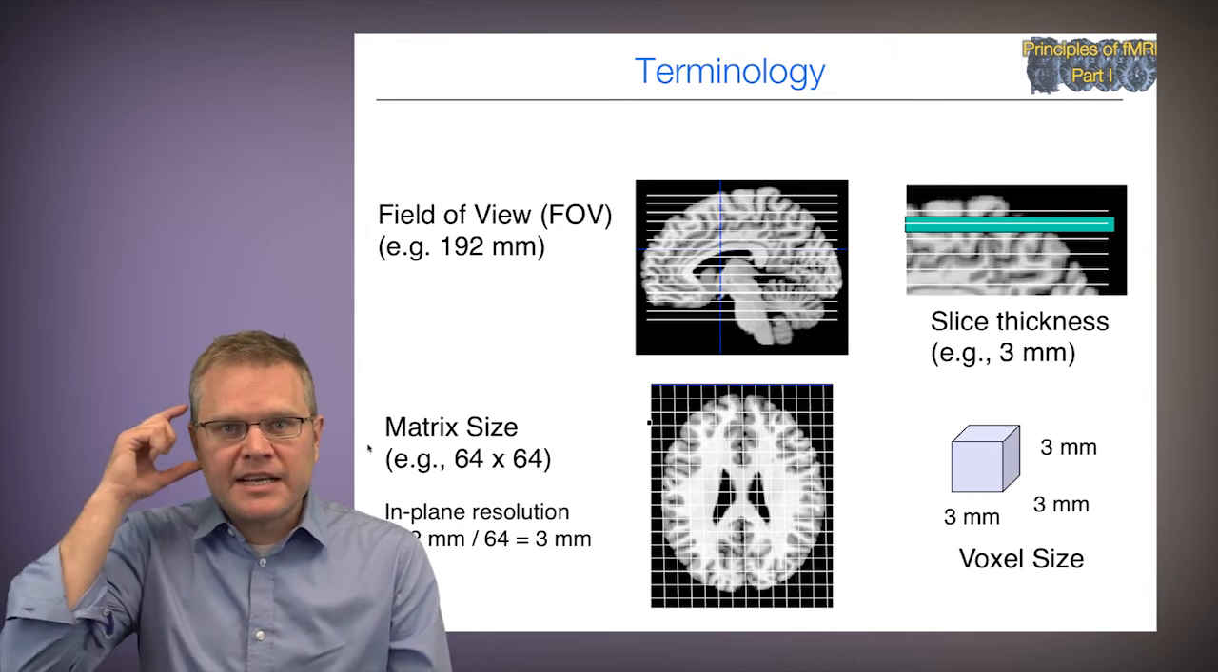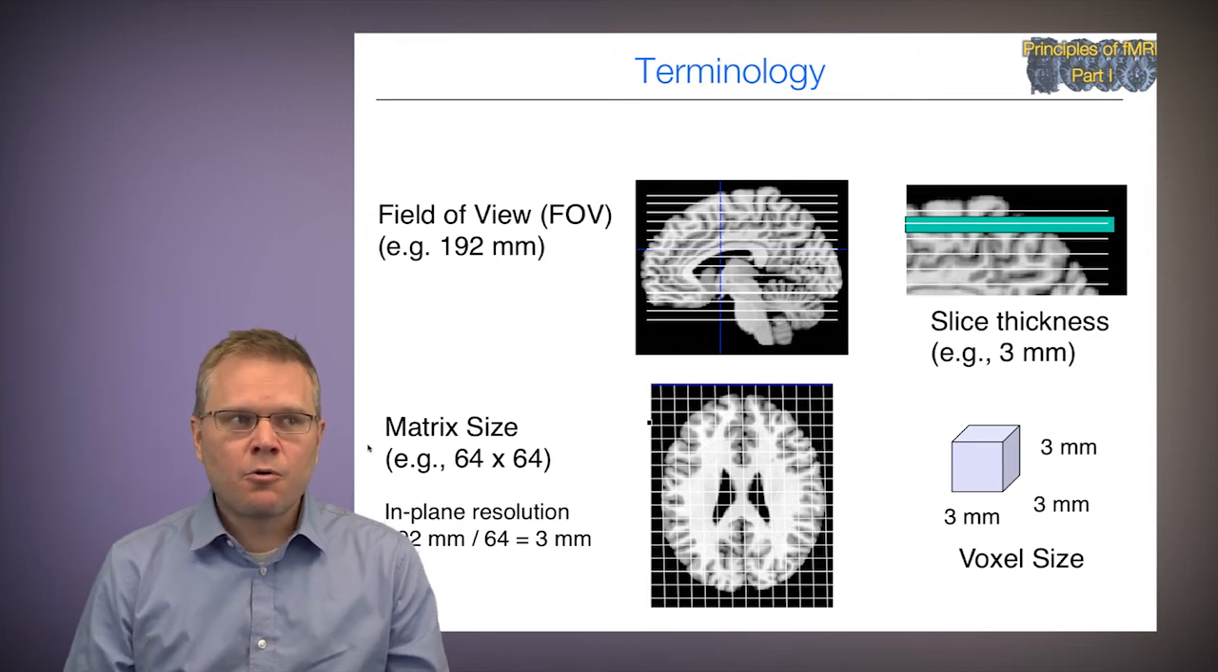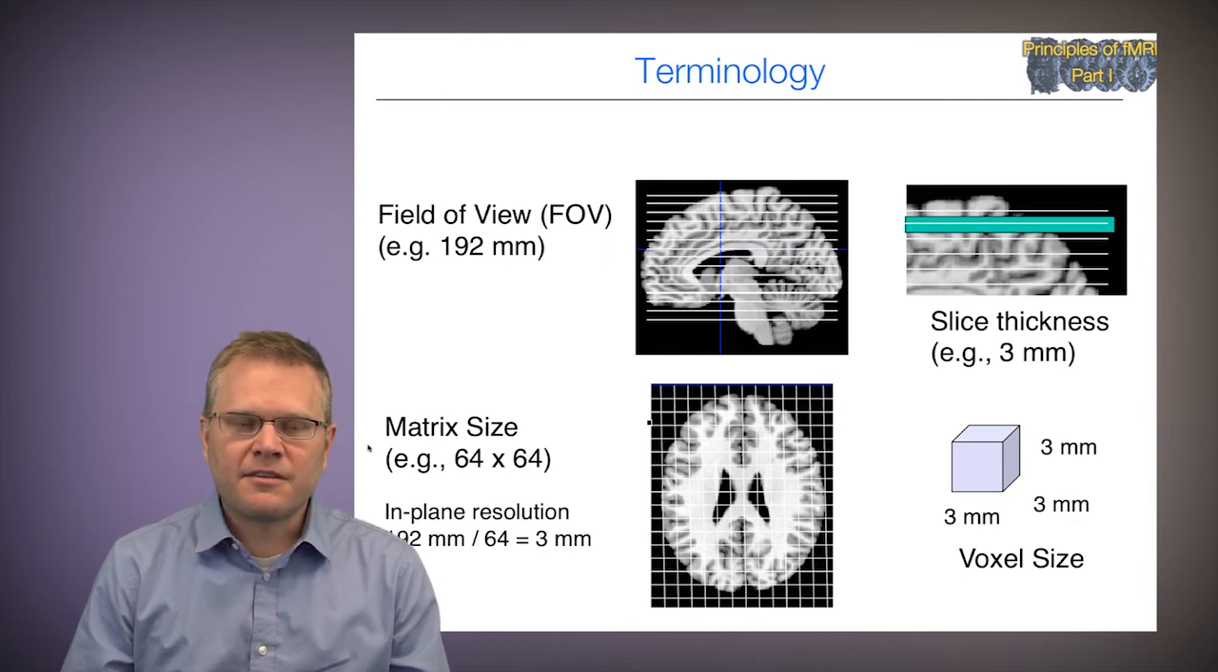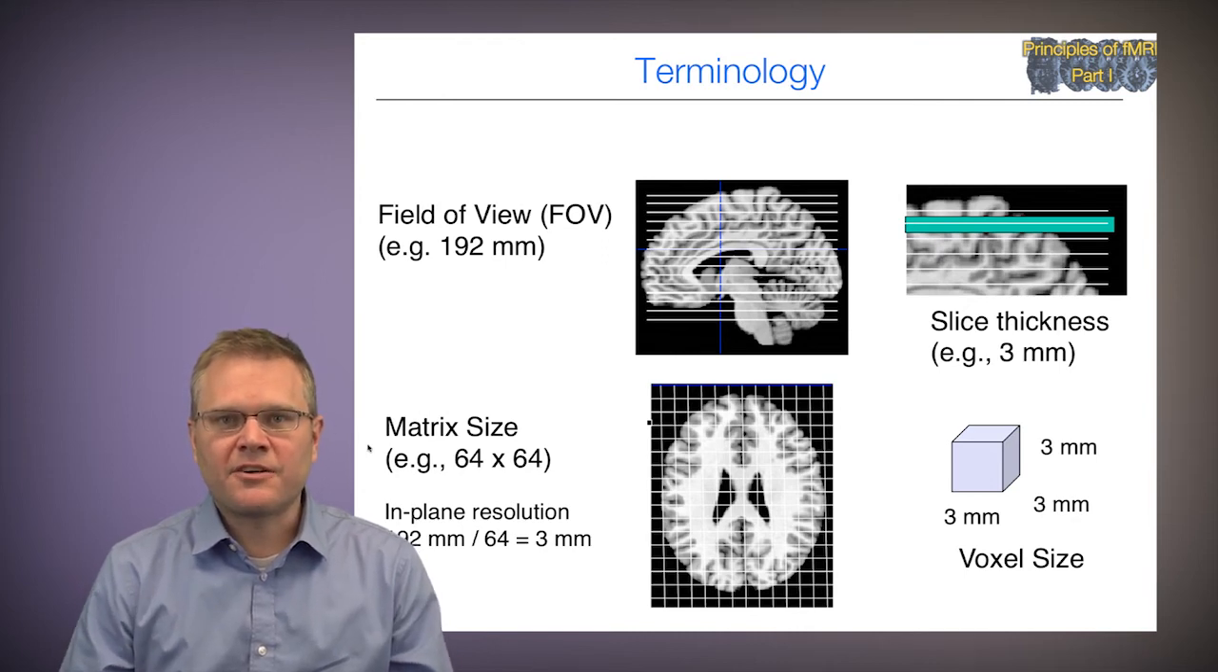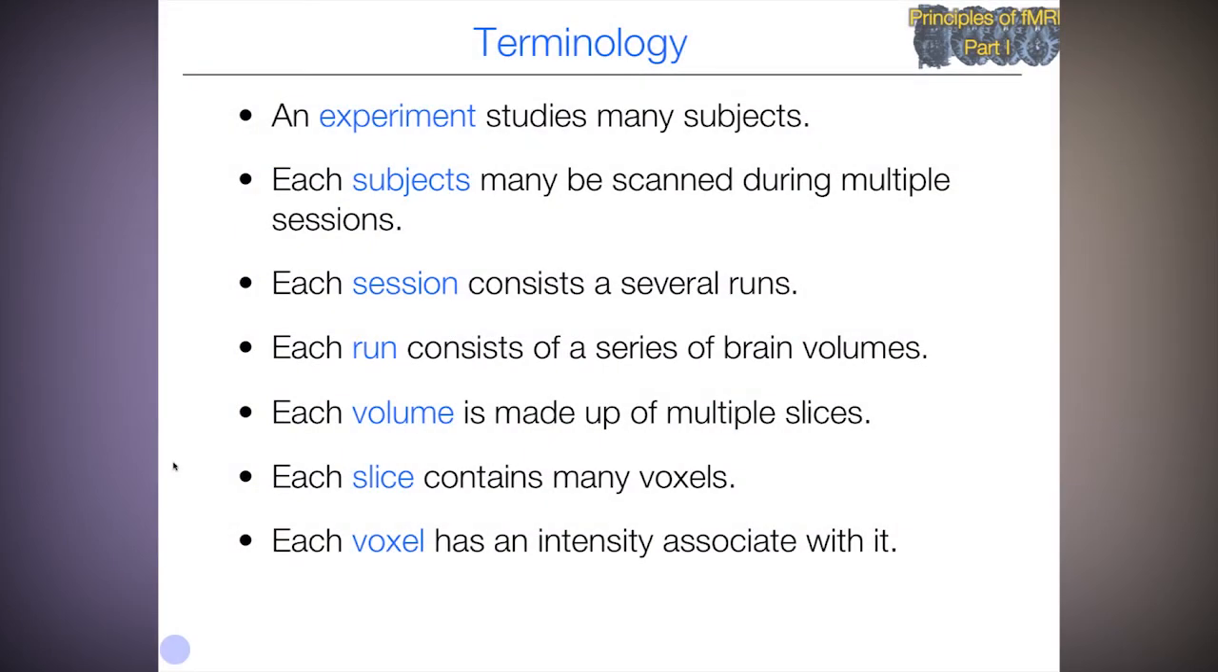We can change that. For example, we can make the slice thickness thinner or thicker, or we can make the matrix size higher and thus make the voxels smaller or bigger in the XY directions.